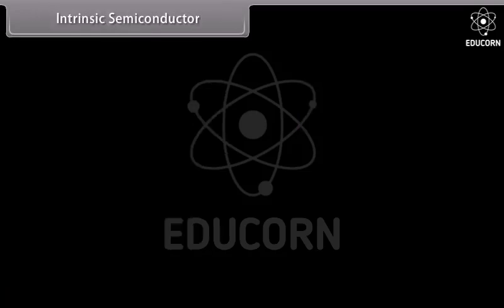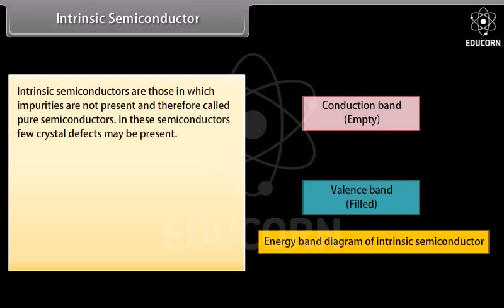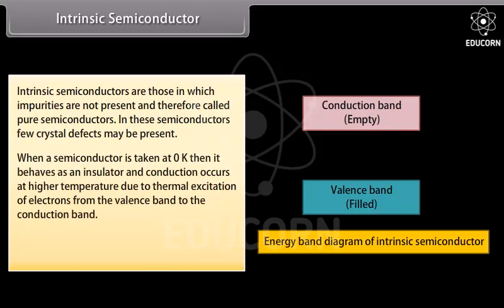Intrinsic semiconductor. Intrinsic semiconductors are those in which impurities are not present and therefore are called pure semiconductors. In these semiconductors, a few crystal defects may be present. When a semiconductor is taken at 0 Kelvin, it behaves as an insulator and conduction occurs at higher temperature due to thermal excitation of electrons from the valence band to the conduction band. For example, germanium and silicon.